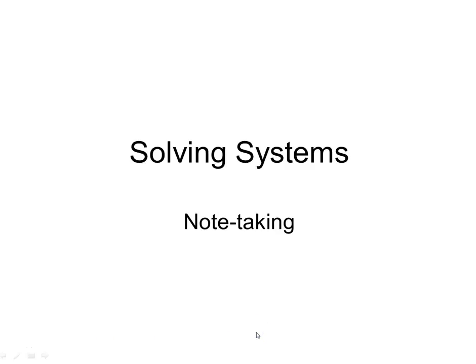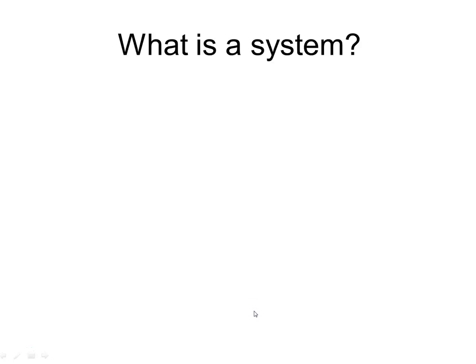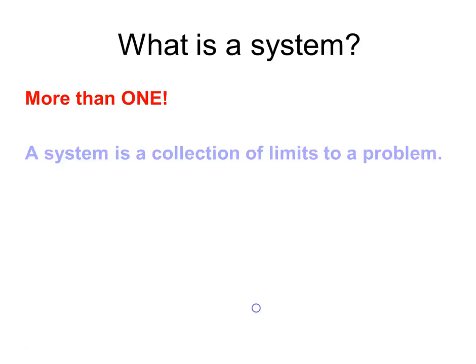All right, we're going to do a little note taking on systems, but we have to figure out first what a system is. Sometimes when we come to this part, that seems to be the most difficult part, just understanding what a system is. Well, a system is more than one. If you are dealing with any kind of problem, if you're setting up a business, if you're designing something, there is more than one condition, there's more than one limit, there's more than one thing you have to think about. So a system is a problem that has more than one limit.